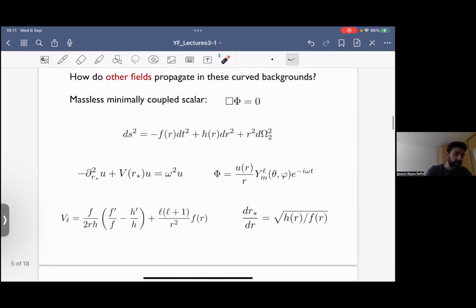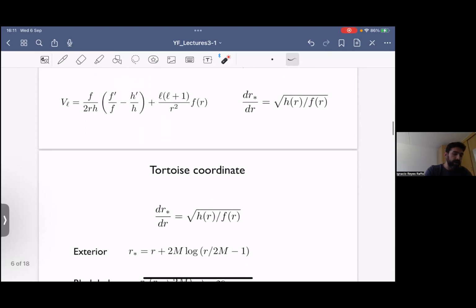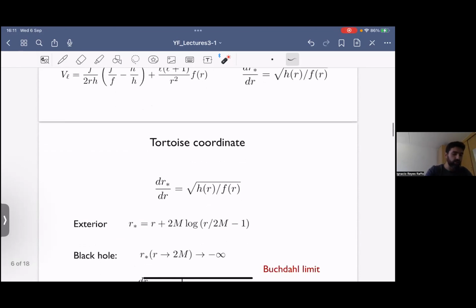Now, if you do that, of course, the devil is in the potential. So for the spin zero case, for the scalar field, the potential takes this particular form, which is not going to be very important, actually, but it's a very explicit thing. You have two terms. So you always have the centrifugal barrier, which depends on the angular momentum of the mode. And then you have something that depends only on the metric and its derivatives. So we said that this coordinate r star is what's called the tortoise coordinate.